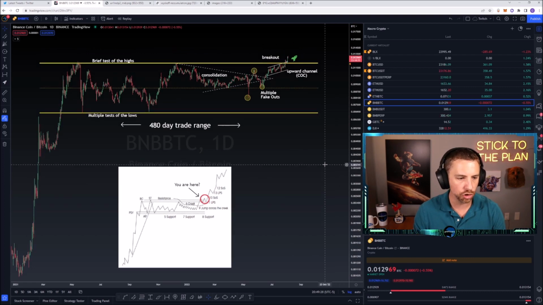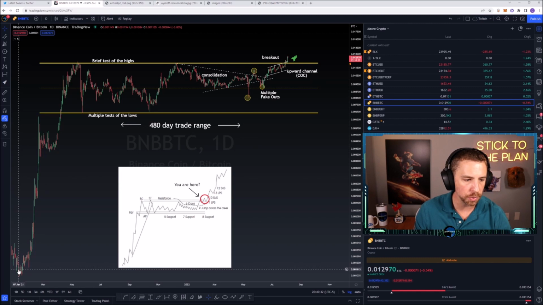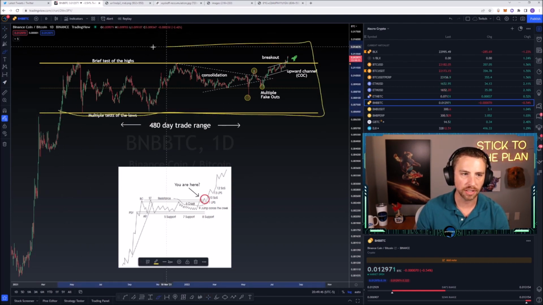This is a trend that has started back in January of 2021. Nice uptrend, and since then has spent 480 days in a trade range, effectively going sideways.